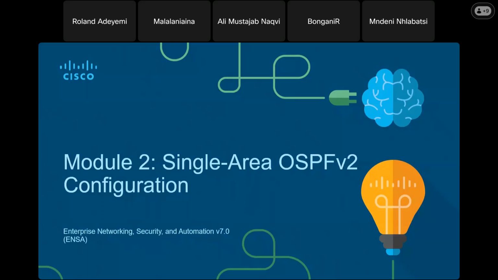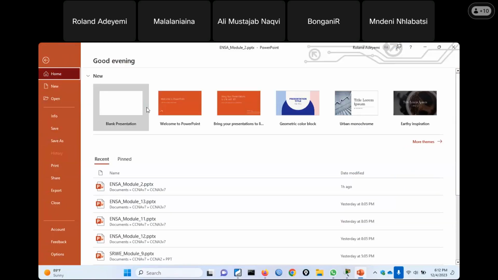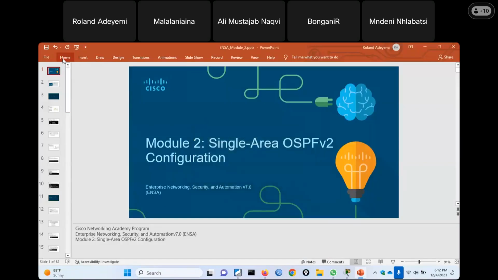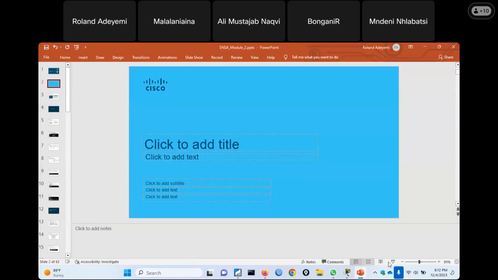So today we want to go to configuration. But before we do the configuration, we need to take care of some theoretical stuff again. Then we'll go to the lab. So just to give you a background of what we are trying to do, let me give you another background.